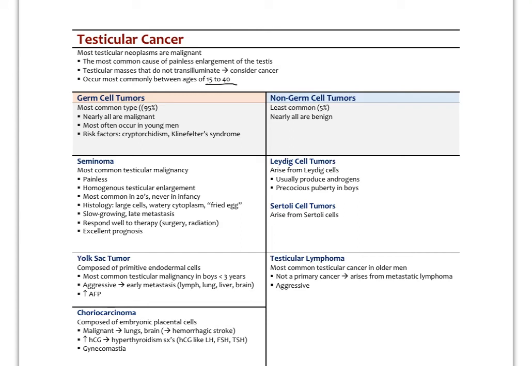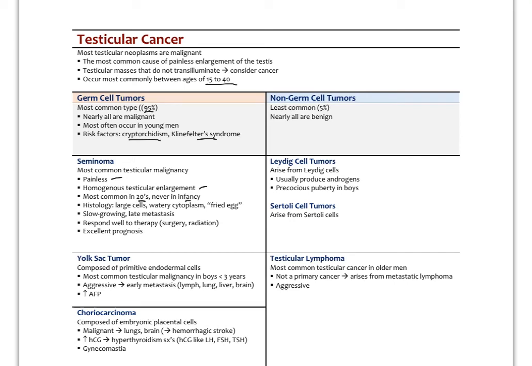So the most common are germ cell tumors, that's over 95%. Nearly all are malignant, and they most commonly occur in younger men. Their risk factors would be things like cryptorchidism, Klinefelter syndrome. Seminoma is the most common testicular malignancy overall. It's painless. We see a homogeneous testicular enlargement, so it's not lumpy or anything. It enlarges equally. It's most common in the 20s, never in infancy.